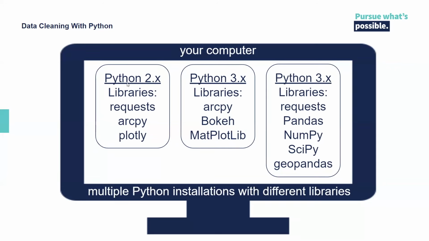I might have a Python 2 version, which is kind of the older version of Python. And maybe I have 2 different Python 3 versions. Python 3 is the current version of Python that is released today. Each one of these instances of Python can have their own libraries associated with them. So when you're installing third-party libraries in Python, it's important that you know which Python instance you're actually installing that library into.